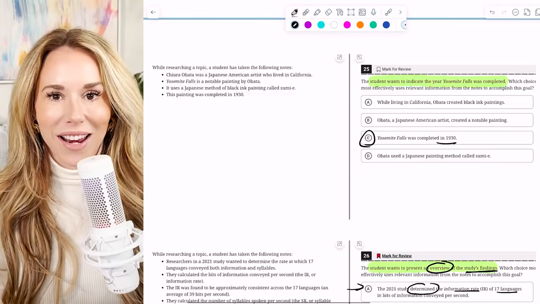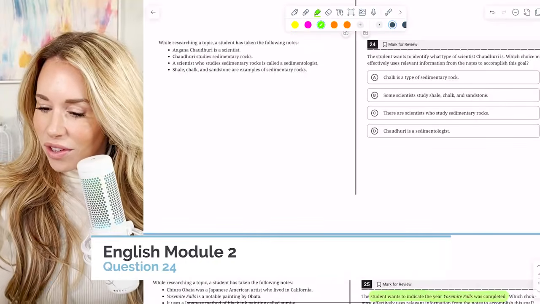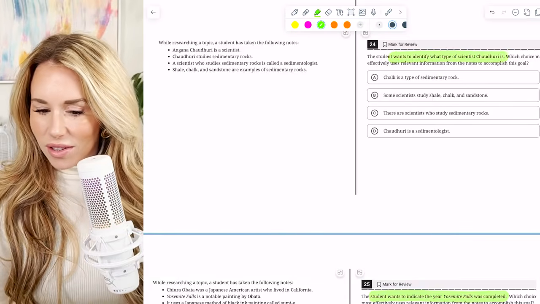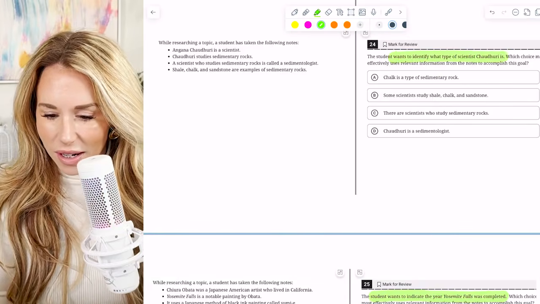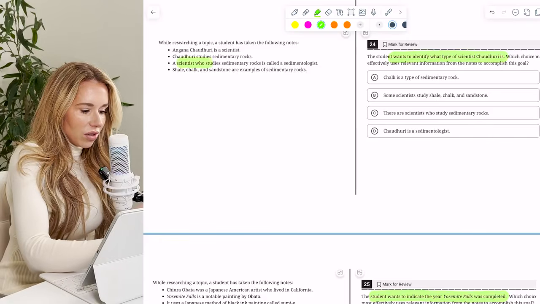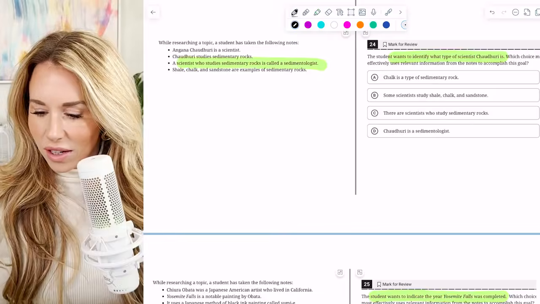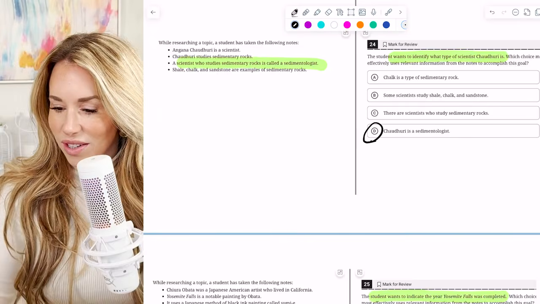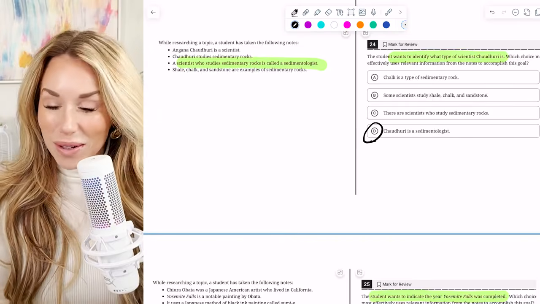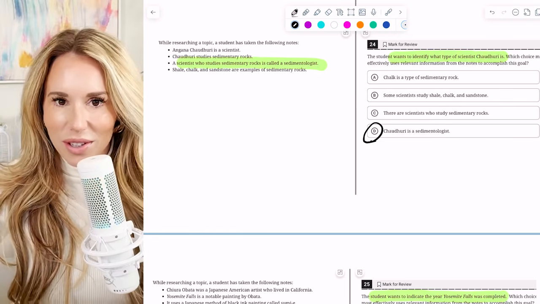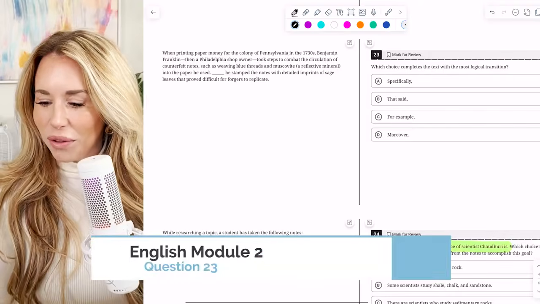I am flabbergasted. All right, we have the student wants to identify what type of scientist Chaudhry is. So it says a scientist who studies sedimentary rocks is called a sedimentologist. Here she is, a sedimentologist. Did we even really need to read the notes? No, this was another one where I was like, oh my gosh, how is this a Module 2 question? This is so easy. All right, 23.